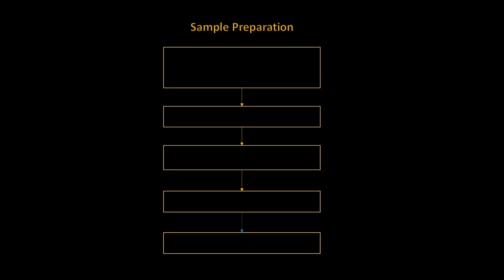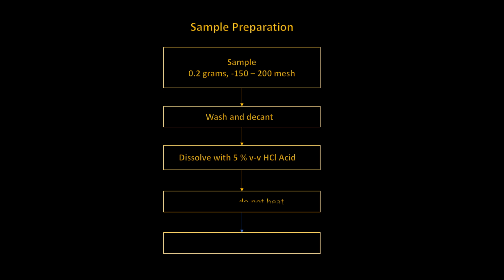The next few slides will be the group separation process in chart form, starting with the sample preparation. Grind or pulverize the sample to -150 to 200 mesh and mix thoroughly, that is, homogenize the sample. Place 0.2 grams into a test tube and wash it with cold distilled water and decant. Discard the filtrate. To the residual, add a few drops of dilute hydrochloric acid and evaporate to dryness. Do not heat as some elements present may be volatile. Continue to the group separation, starting with group 1, the silver group.